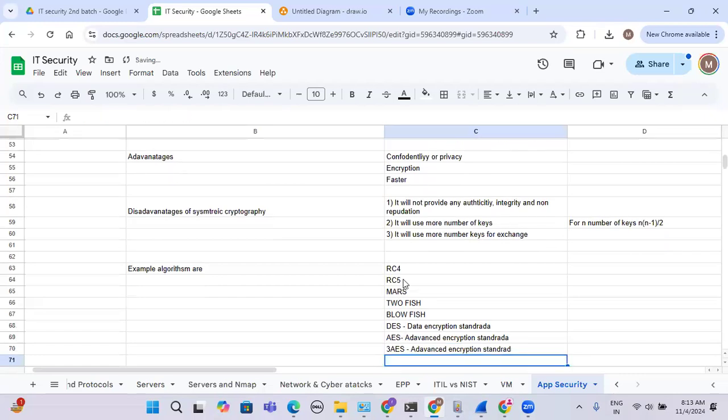So these are a couple of the algorithms. There are so many, somewhere between 50 and 100. That many algorithms are there.